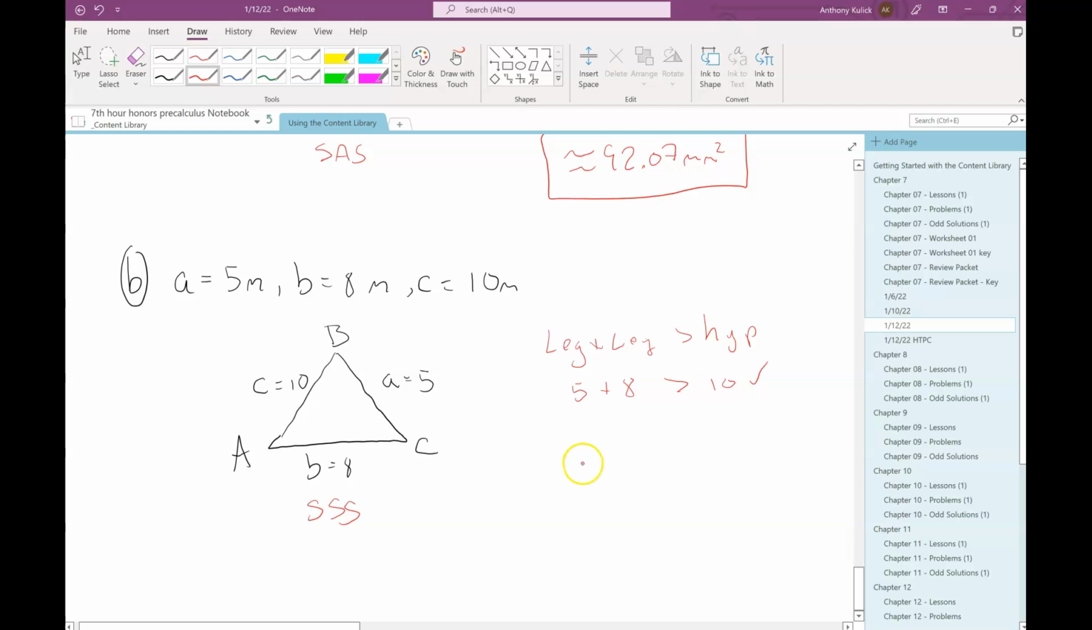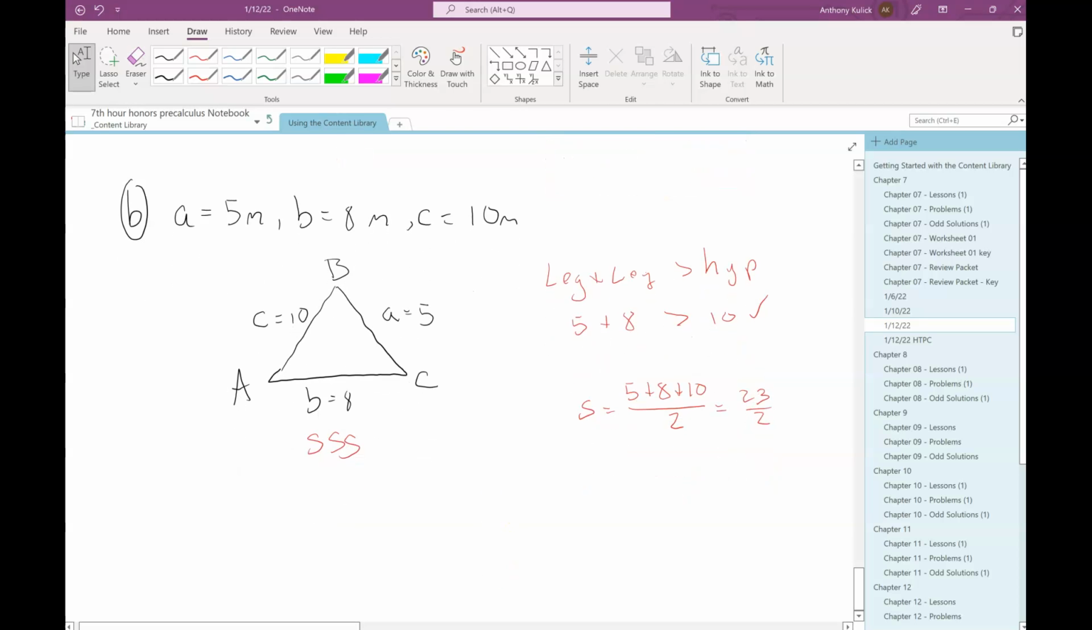Mr. Kulik, are you a sneaky enough jerk that you would put a problem on a test or a quiz where you ask me to find the area of something that doesn't exist? Yeah, I think that I would. Now that doesn't make me a sneaky jerk anymore, it just makes me sneaky since I told you that that's definitely something I would do. So now you just have to be worried about it. I'm aiming for sneaky, not jerk.